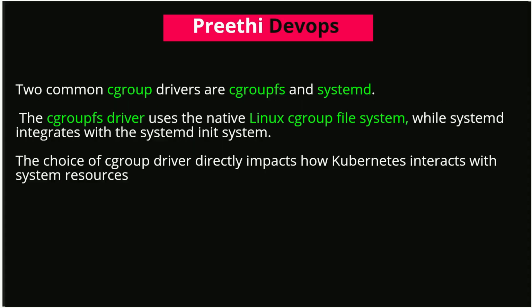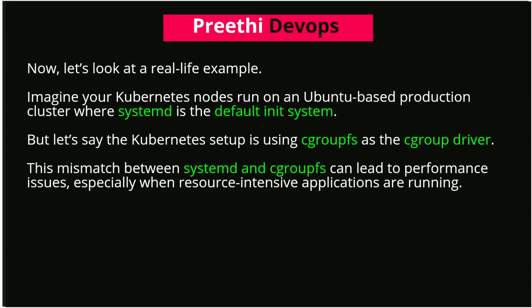Two common Cgroup drivers are Cgroupfs and systemd. The Cgroupfs driver uses the native Linux Cgroup file system, while systemd integrates with the systemd init system. The choice of Cgroup driver directly impacts how Kubernetes interacts with system resources.